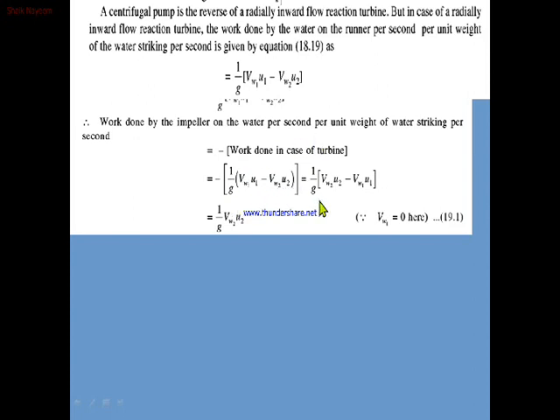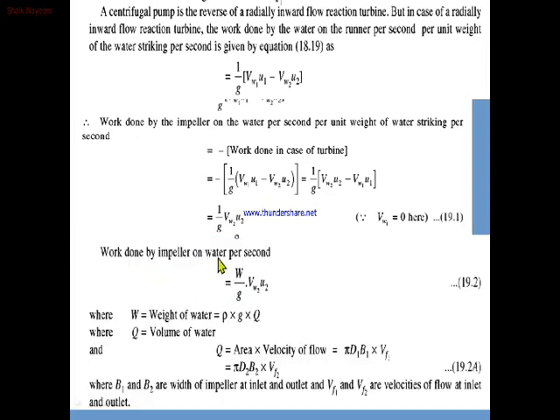Similarly, we have Vw1 u1 minus Vw2 u2. Here the whirl component at the inlet is 0, so by removing the whirl component we get this expression. Here we have an expression per unit weight. We need to remove the per unit weight by multiplying by the weight. So by multiplying by the weight we get an expression like this. W is the weight of the water, which is given as rho g Q. So Q is the volume of the water.